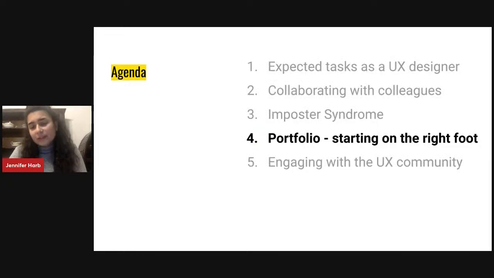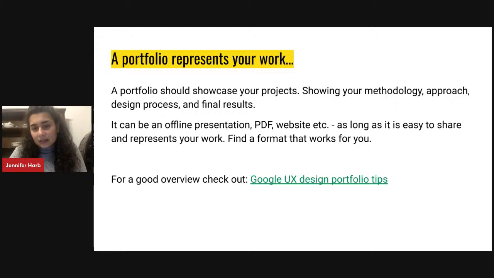For portfolios, what is a portfolio? It's supposed to represent your work. It should showcase your projects and show your methodology, your approach, your design process, and your final results. It can be in any format that you want. It can be a PDF, a website, an offline presentation. As long as it's easy to share and represents your work, find a format that works for you, and that's what's important.